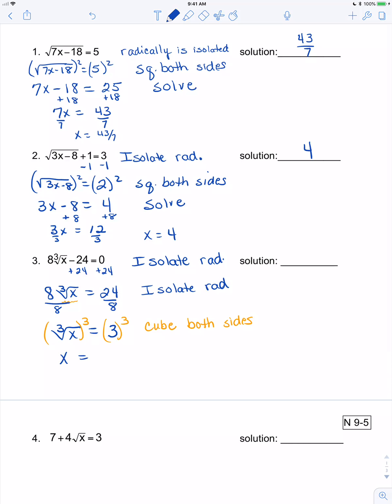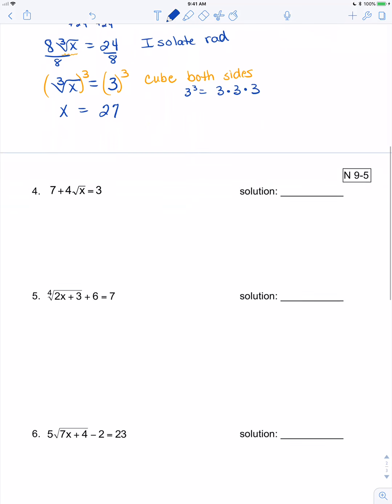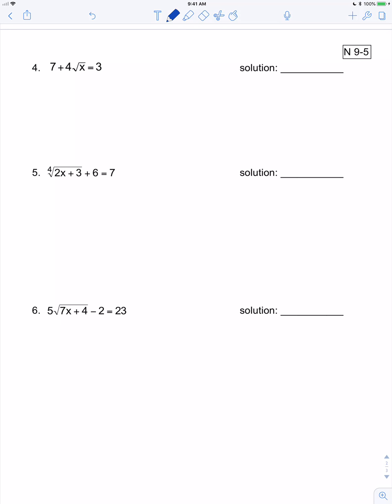And 3 cubed is 27. Remember, 3 cubed means 3 times 3 times 3. So 3 times 3 is 9 times 3 is 27. So your answer there is 27. All right, let's look at a few more. Again, we're going to isolate the radical. It's always our first step. So we're going to subtract the 7 from both sides.